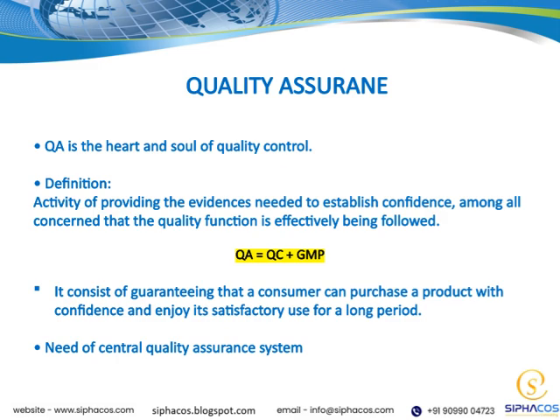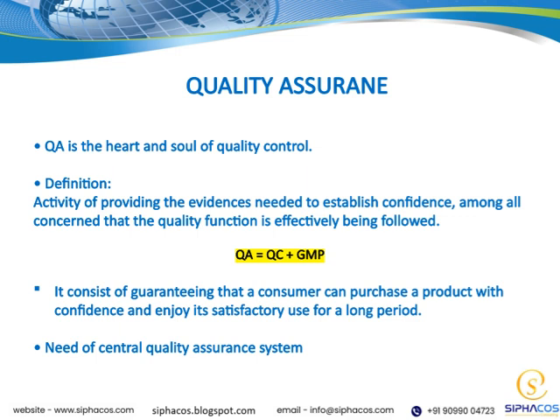Now, to understand QA better, it's helpful to think of it as a combination of several elements. QA equals QC plus GMP. QC, or quality control, involves the actual testing and inspection of products. GMP, or good manufacturing practices, are the guidelines that ensure products are consistently produced and controlled according to quality standards. When you put these together, QA becomes a comprehensive approach that covers the entire process.